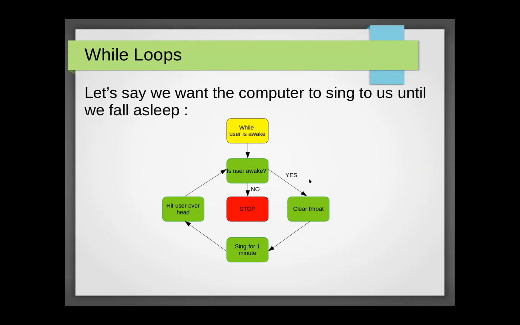So a while loop is a little bit different. So let's say we wanted the computer to sing to us until we fall asleep. I'm not quite sure why you do that, but if you did, this is what you would do. So whilst the user is awake, keep doing this. First of all, check, is the user awake? If they're not, then you can stop. But if they are still awake, clear your throat, sing for a minute, hit them over the head. Are they still awake? If they are, go around again and keep doing that until they're no longer awake, at which point you can stop.